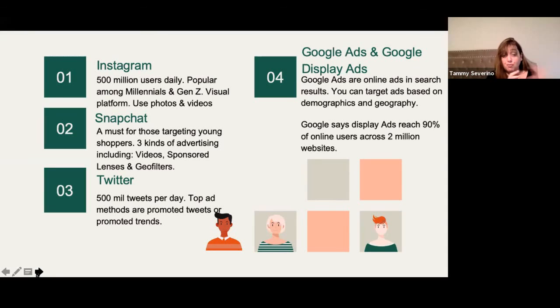You might be looking for people who are parents of preschool-age children, but only in Nassau County or only in certain zip codes. So you can really be that targeted with your Google ads. They say that their display ads reach 90% of online users across 2 million websites. That's a pretty good number.